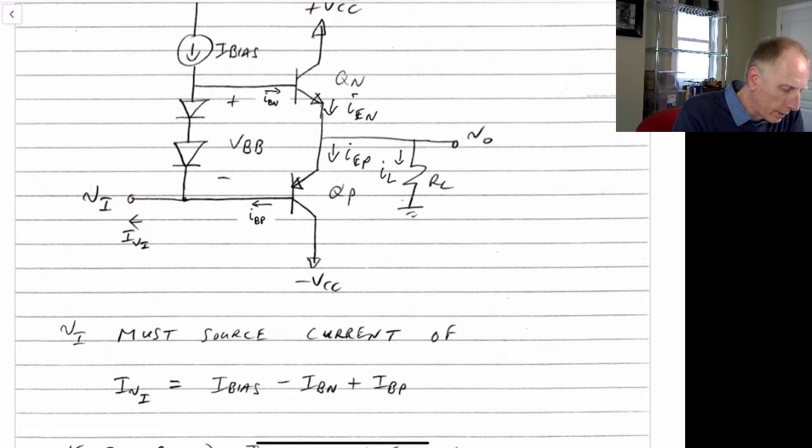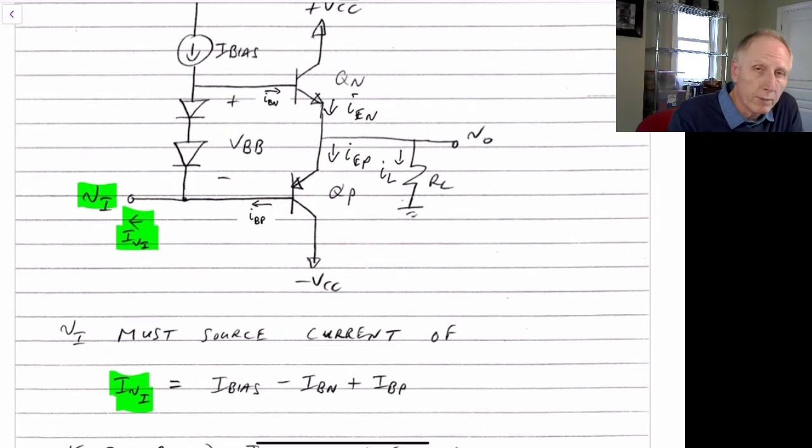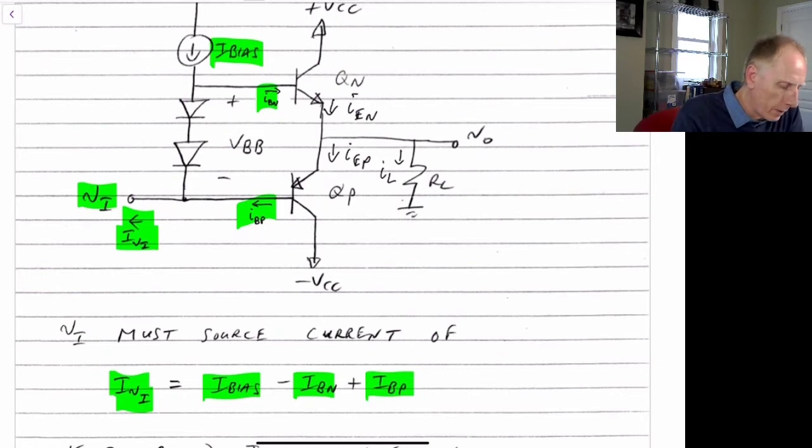The voltage V sub I has to source a current of I sub Vi. And that has to equal this current, I sub bias, minus I sub BN, plus I sub BP. So that's the current that we need to be able to source in our input voltage. We can't assume it's zero current as we normally would with MOSFET transistors.